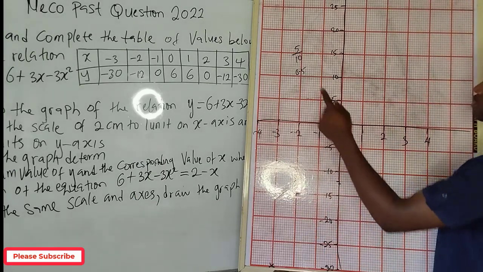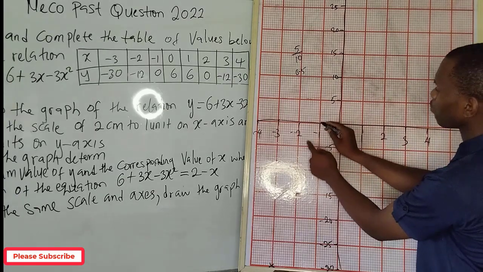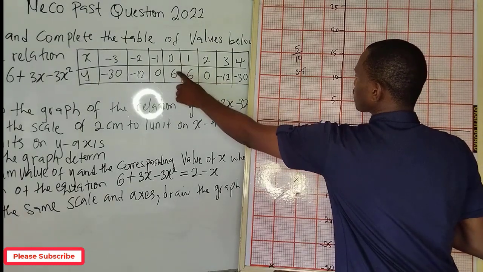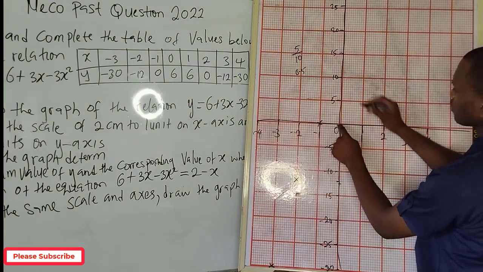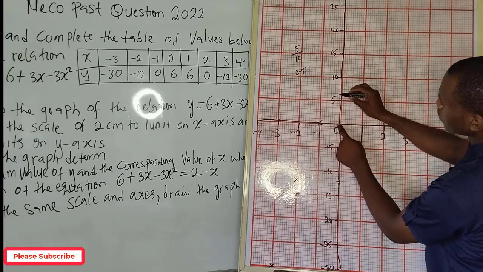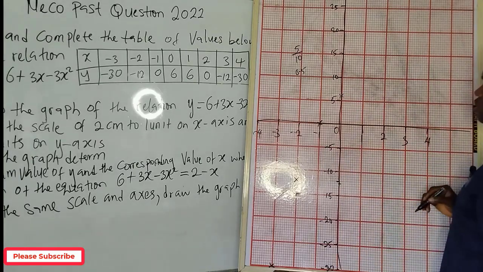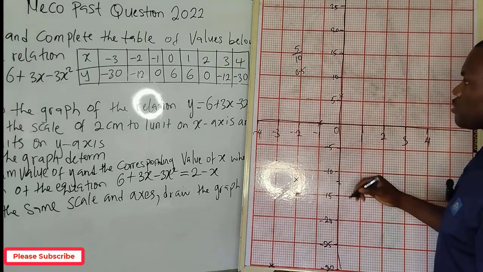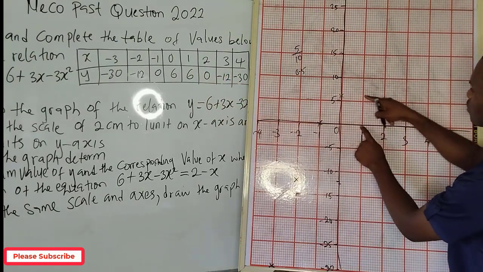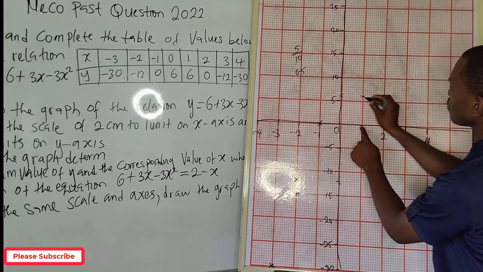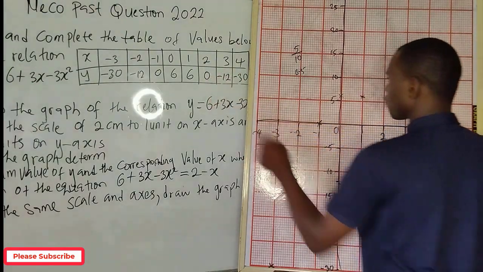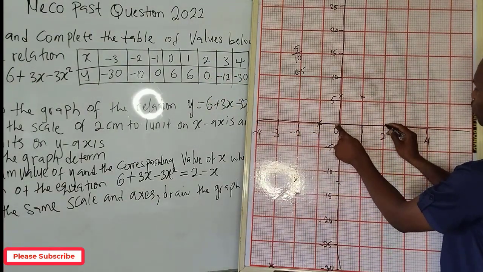Then the next we have is -1 against 0. So we'll plot it on the -1 intercept. Next we have 0 for x and 6 for y. We'll count, this is 5, 5.5, 6. So 6 will be somewhere here. Then we'll plot it on the 6 intercept. Then the next we'll have is 1 against 6. So 1 for x and 6 for y. So it will be here. Then the next we have 2 for x and 0 for y. This is 0 for y, 2 for x.